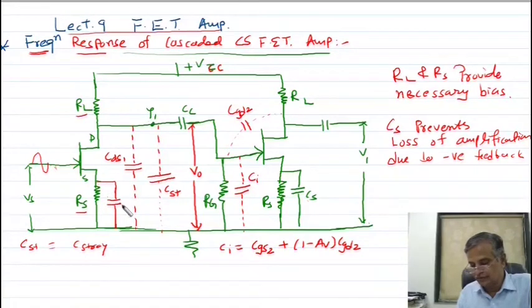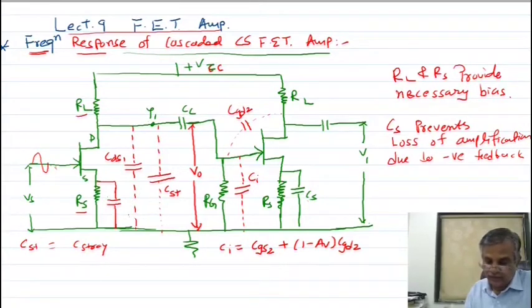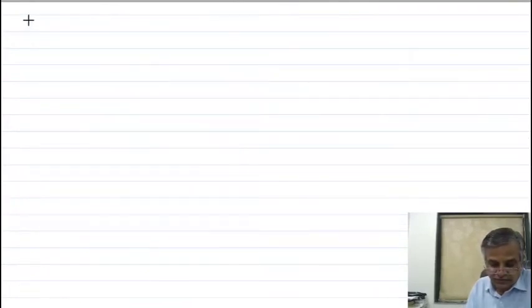Now we'll go for the analysis. For this circuit, we'll do the analysis in three stages. First we'll find the gain of this circuit at mid frequency, then at high frequency, then at low frequency. So first we are doing the gain at mid frequency.